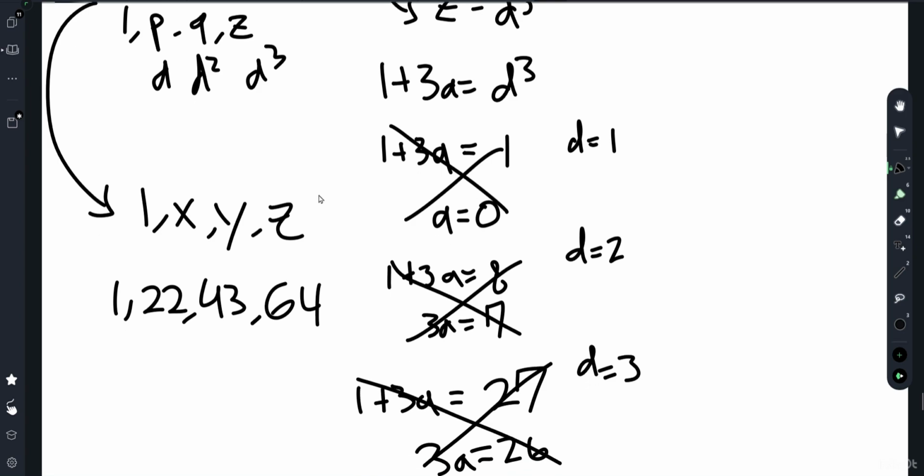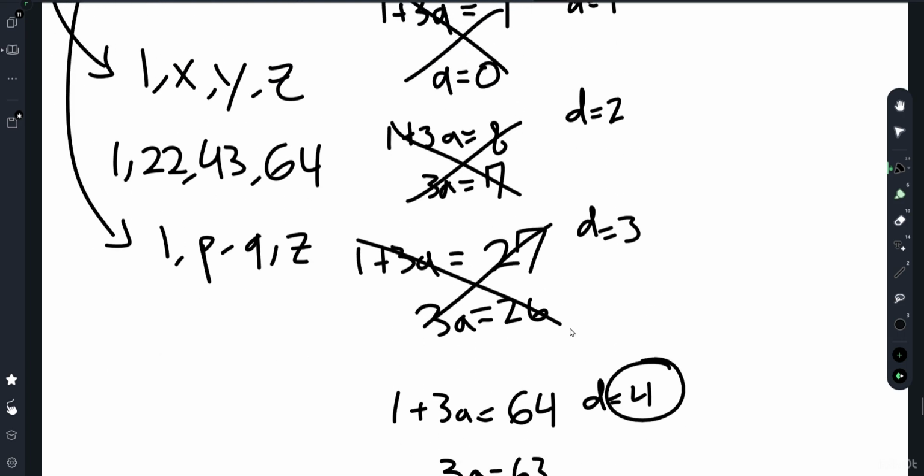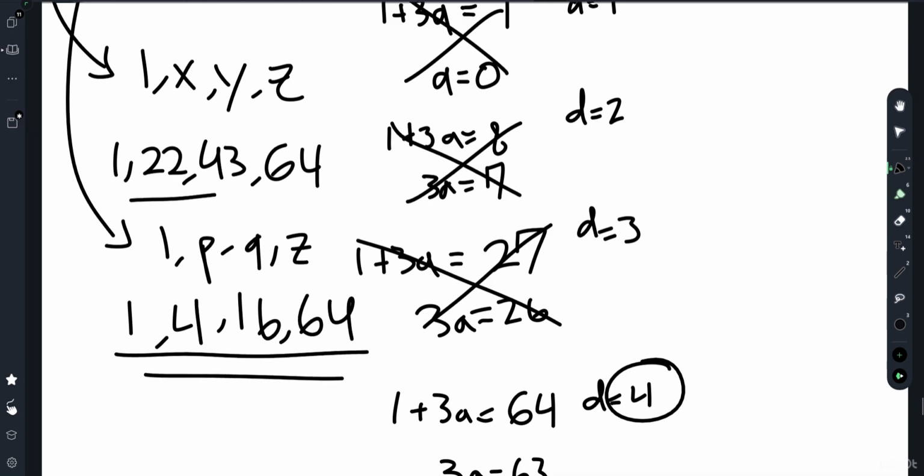Let's take a look at 1, P, Q, Z. The common factor here is 4. So we would have 1, 4, 16, 64. These are our two sequences.